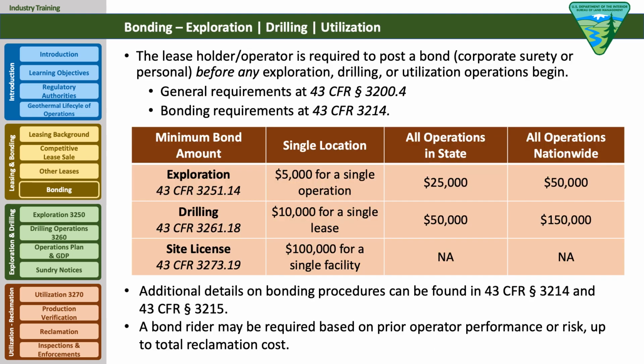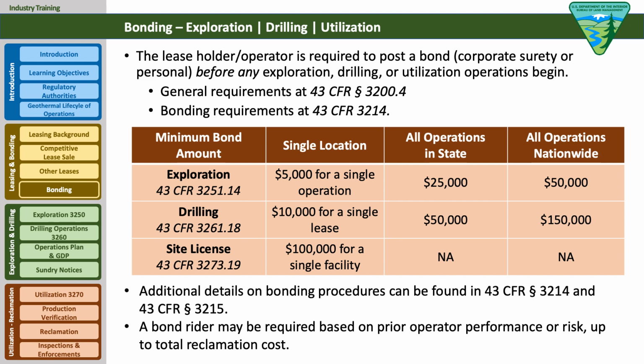An operator is required to post either a corporate surety or personal bond before any exploration, drilling, or utilization operations begin. Bonding requirements can be found at 43 CFR Section 3200.4 and 43 CFR 3214. BLM's regulations set minimum bond amounts for each proposed activity, but BLM also has the discretion to increase the required bond coverage if deemed necessary.